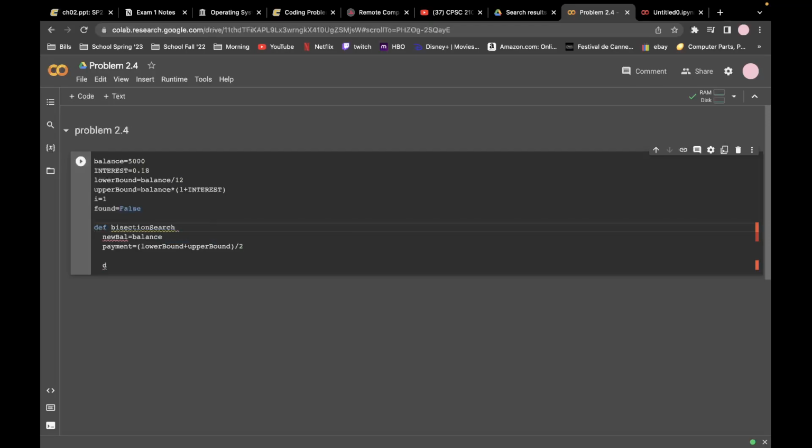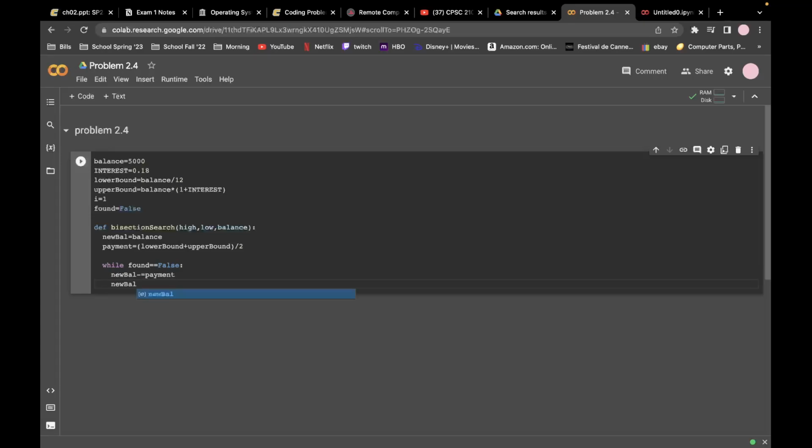And that's going to take in a high, low variable to represent the bounds, because we want to insert the lower and upper bounds. So the instance variables are going to be high and low, and then the balance. Okay, and this is where we insert the while loop. While found equals false. Now we're going to update our new balance and subtract the payment, and then add the interest.